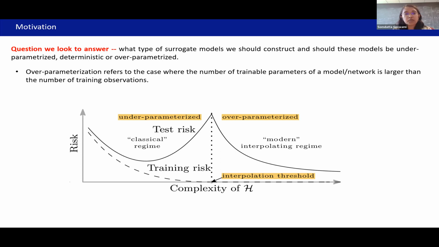Now, what is this term over-parameterization? Over-parameterization is basically the total number of trainable parameters of a model versus the number of data points that have been used to train the network.